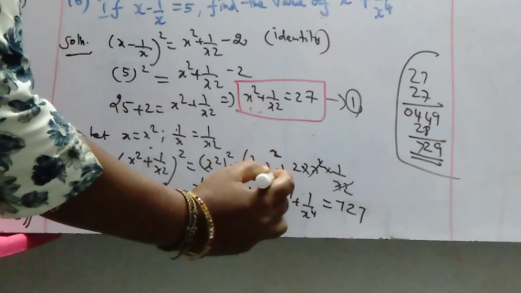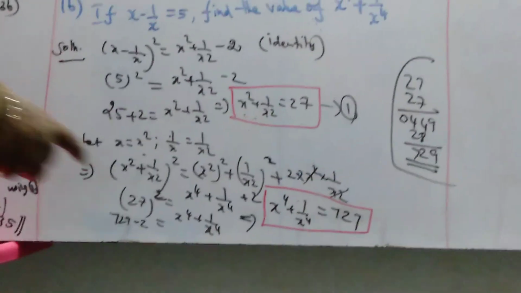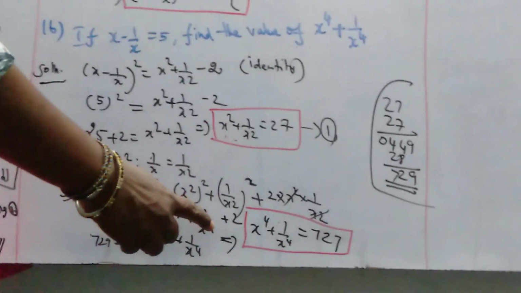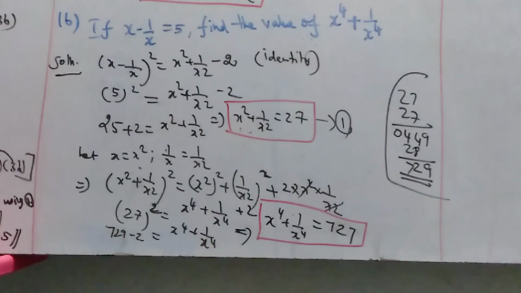Be careful in doing the calculation. Here I thought it was 17, but it is 27. So 27 square is 729, then the plus 2 comes to the side as minus 2, and the solution becomes 727.